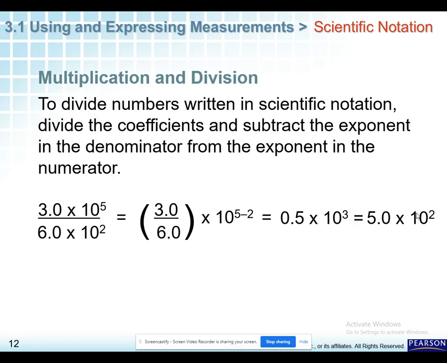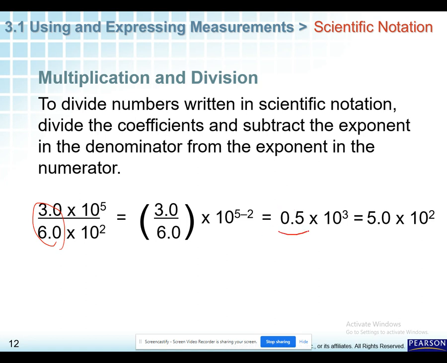Division is going to be the opposite. Instead of multiplying the coefficients, you're going to divide the coefficients. And the exponents, instead of adding them, you are going to subtract them. So here, divide the numbers out front. So 3 divided by 6 gets me 0.5. And then you would subtract the exponents. 5 minus 2 gets me 3.